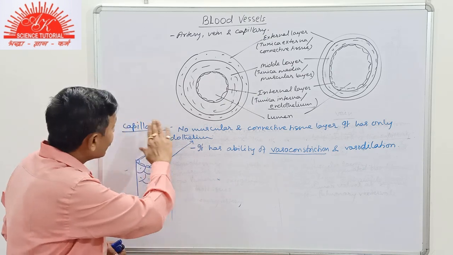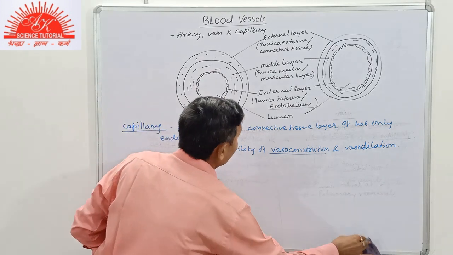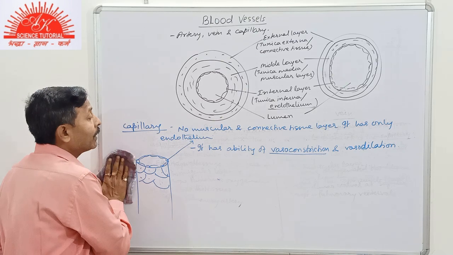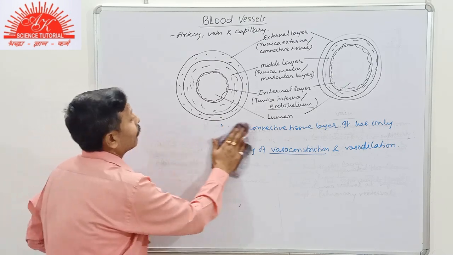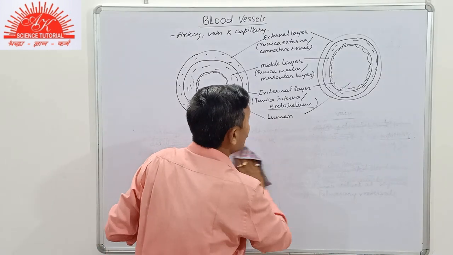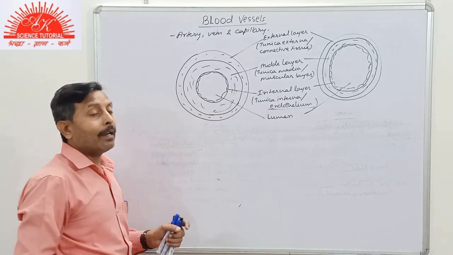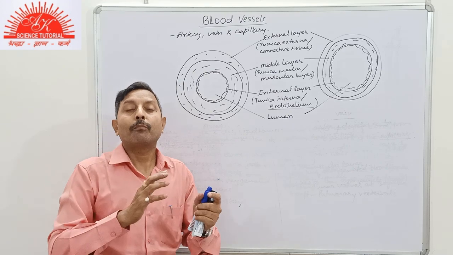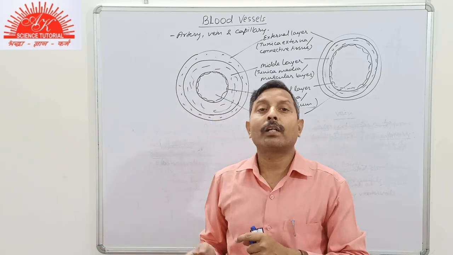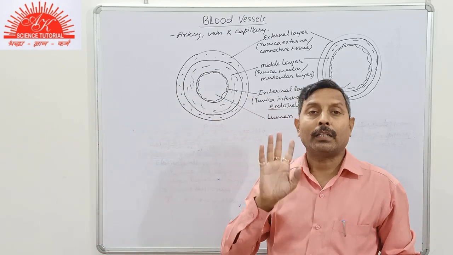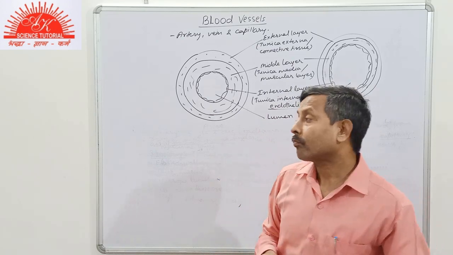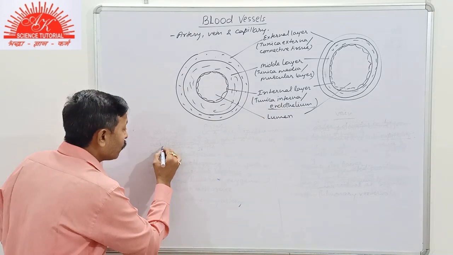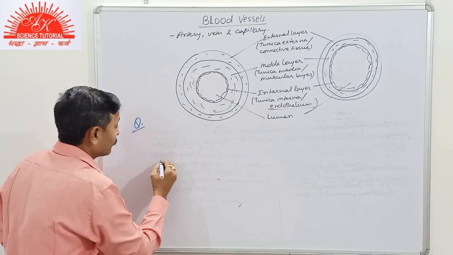Clear, students? So capillaries help us in vasoconstriction and vasodilation. They also help in diffusion of substances between the blood and tissue. So wherever it is asked to name the blood vessel through which diffusion of substances takes place between the blood and the tissue fluid, then it will be blood capillary. Clear, students? Now, related to the structure of the vein, one question was asked in the board.